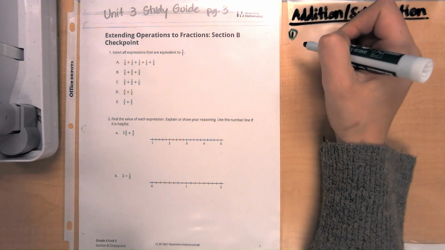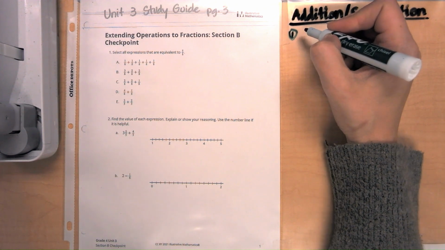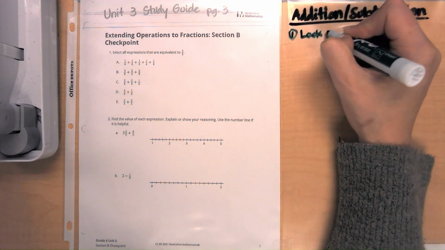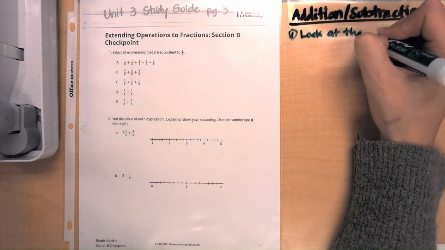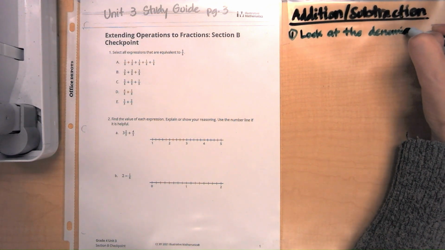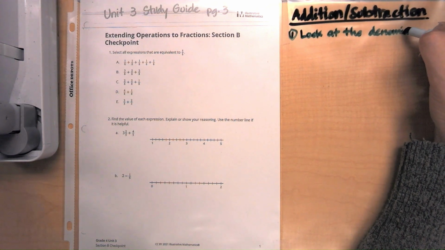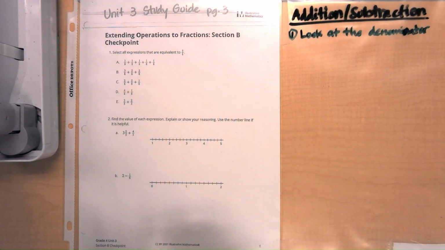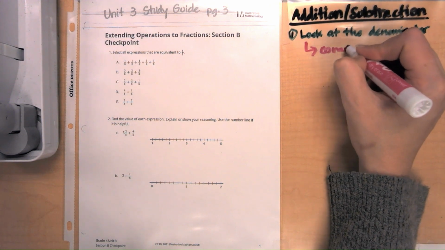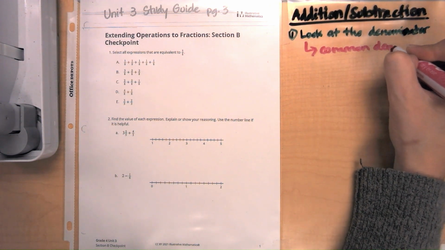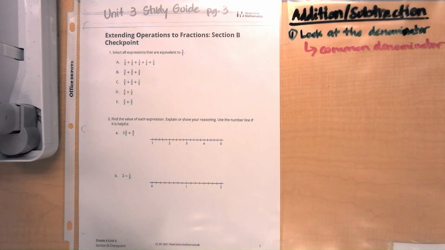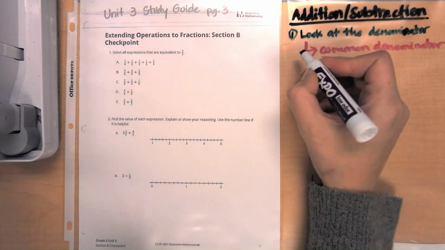Number one, what is the first thing we do every single time we are going to do some sort of operation with a fraction? We are going to look at that denominator. We have to know and make sure that our denominators are what? They have to be common denominators. That is key. If we do not have common denominators, we're in big trouble. We have to have common denominators.